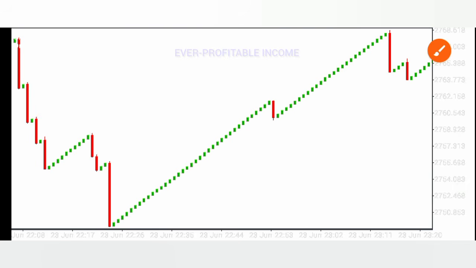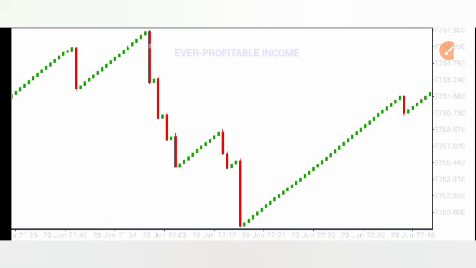That is money, guys. 5 candles, that's 5 minutes with a big lot size. Even with a small lot size, that is money. Now let's check that again. Let's look at the chart.